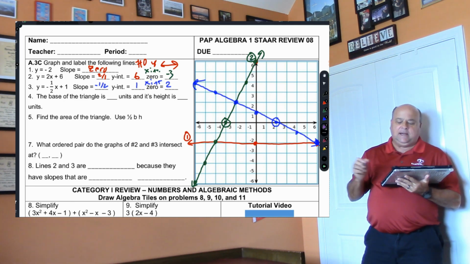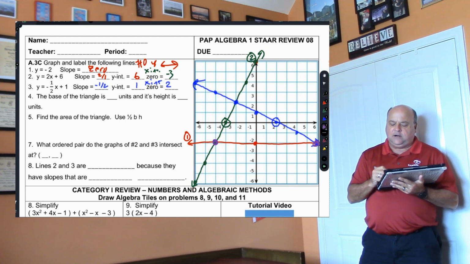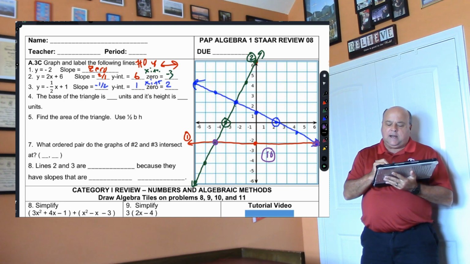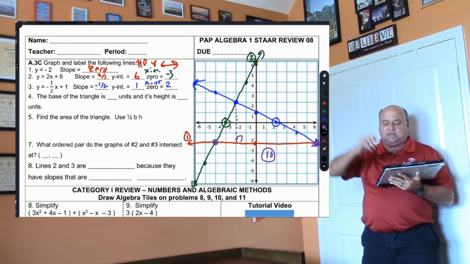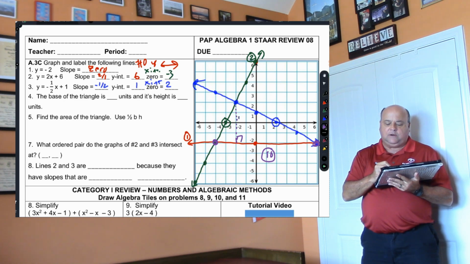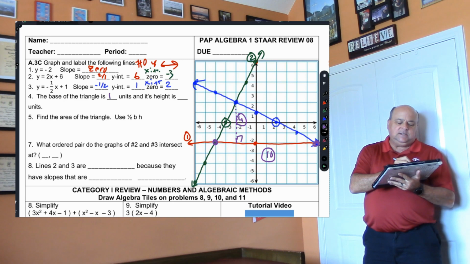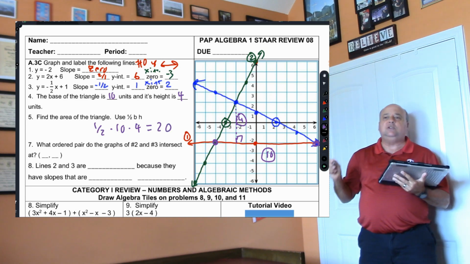Now then, the base of the triangle goes from here to here. So I'm going from -4 to 6. From -4 to 6 would be 10. The height of the triangle is the inside edge, from the base to the top. And right here it's 1, 2, 3, 4. So my height is 4. My base is 10 and my height is 4. 1/2 times 10 times 4. The area is going to be 20.